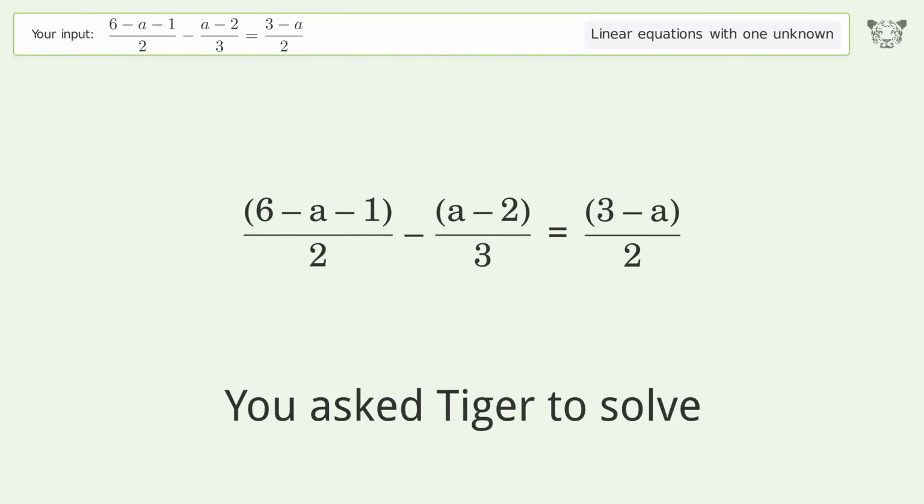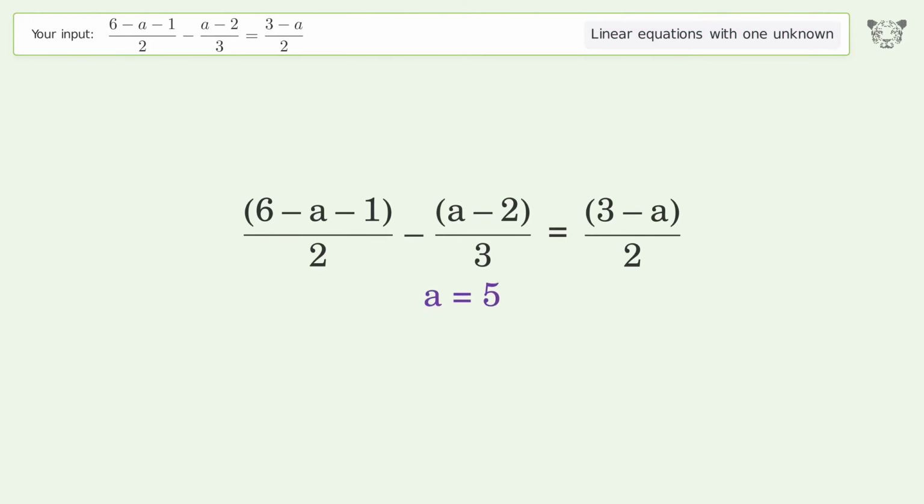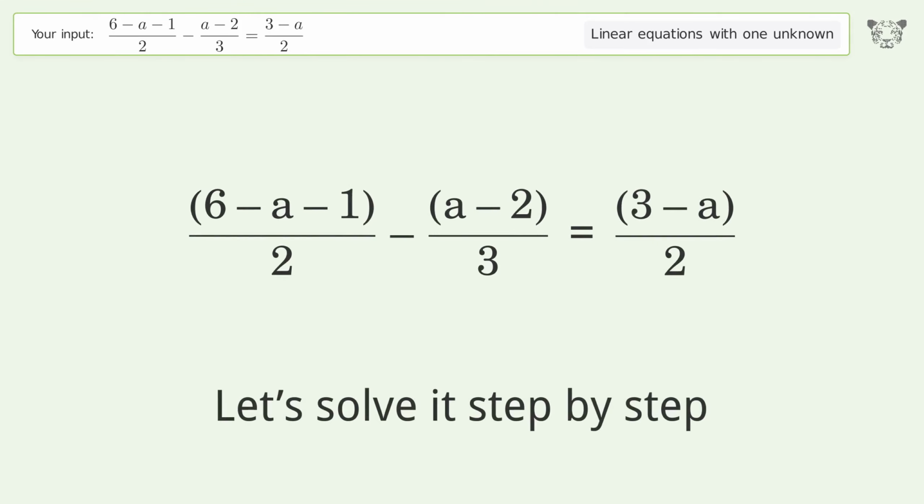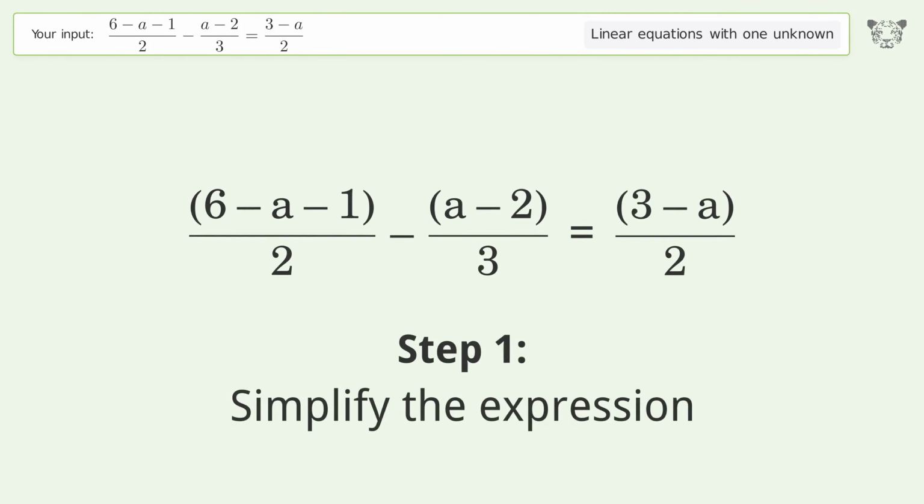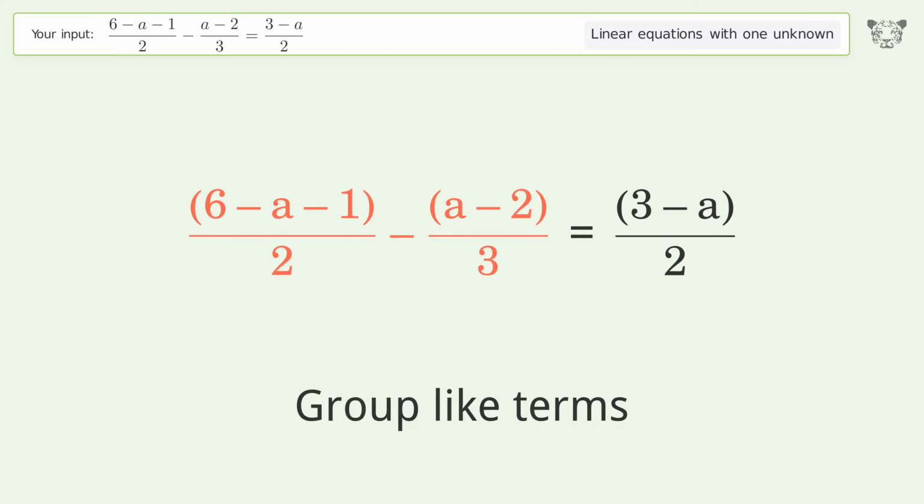You ask Tiger to solve. This deals with linear equations with one unknown. The final result is a equals 5. Let's solve it step by step. Simplify the expression. Group like terms.